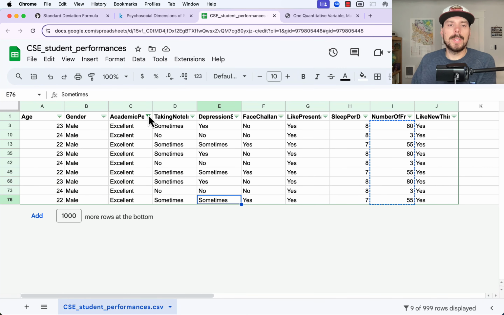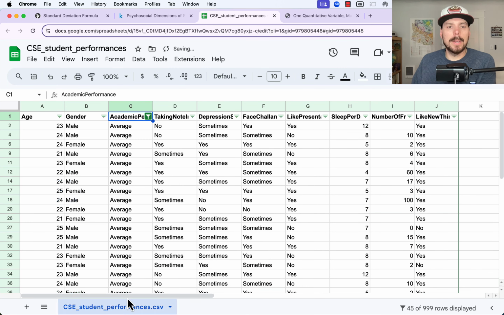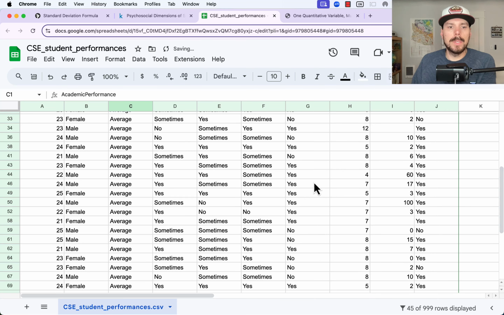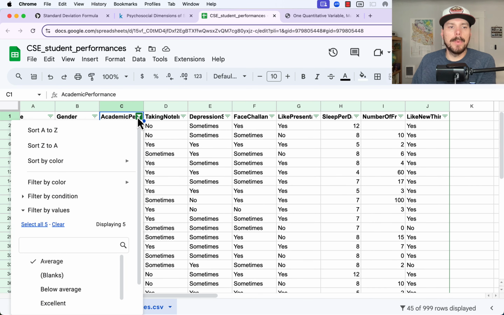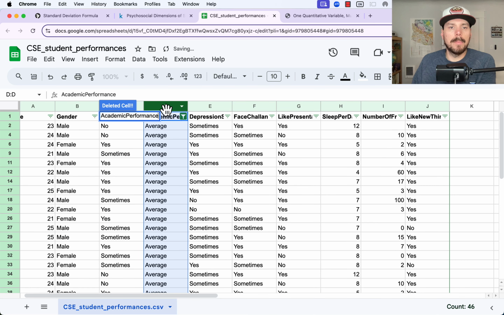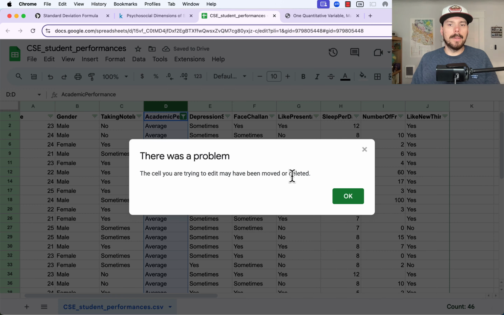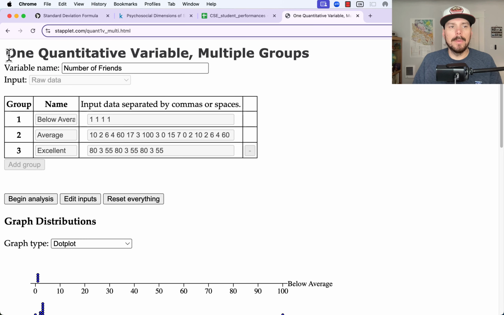A great use of standard deviation is if we disaggregate our data by a certain variable or just do side-by-side analysis of one of our quantitative variables. For example, here, if I look at this academic performance column, I can compare people who identified as either average, above average, or below average, and look at something like here, their number of friends that they reported. I use Stapplet, one quantitative variable, multiple groups.